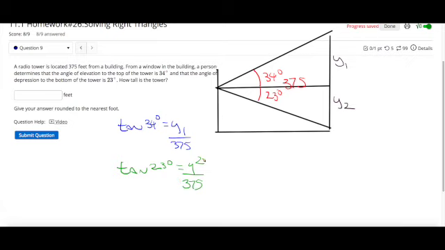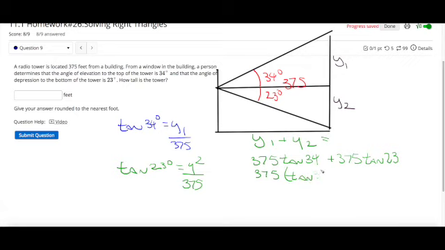Okay, so y1 plus y2. Oh, let's try something. y1 plus y2 is equal to 375 tangent of 34 plus 375 tangent of 23, which means I can factor it out. I just want to see if it works, you know, that's all. 375 times tangent of 34 plus tangent of 23. I haven't been putting the degree symbols, and I really should, but okay. Let me add these up. Let's do it.